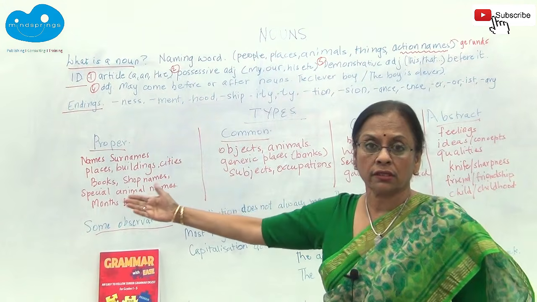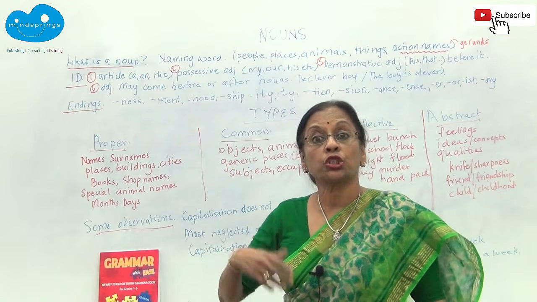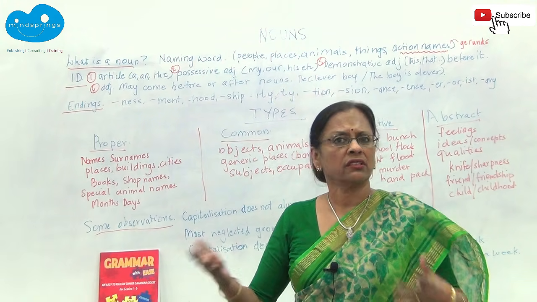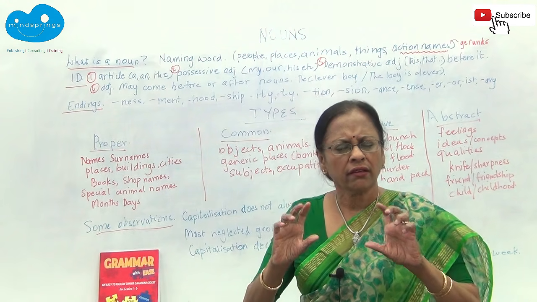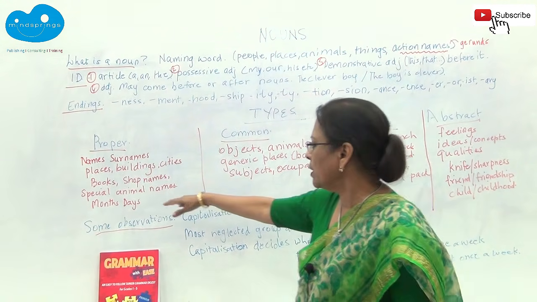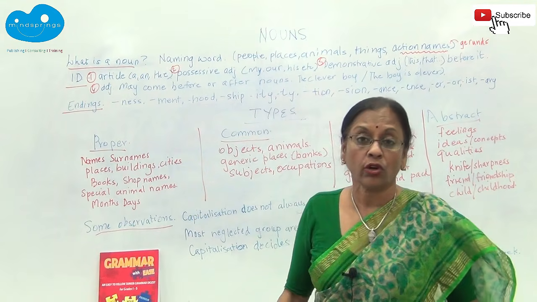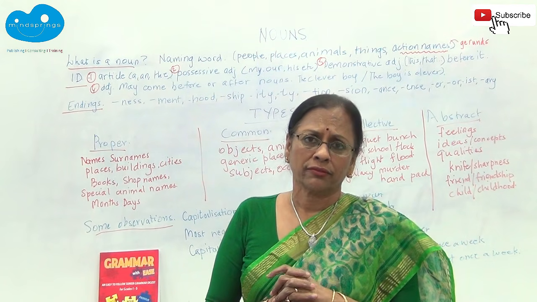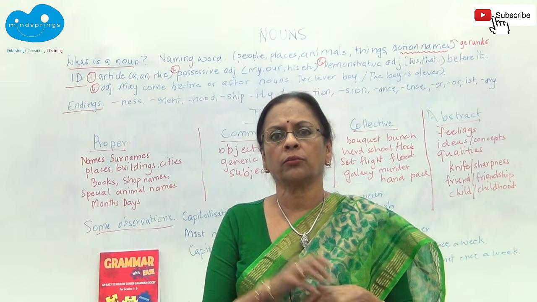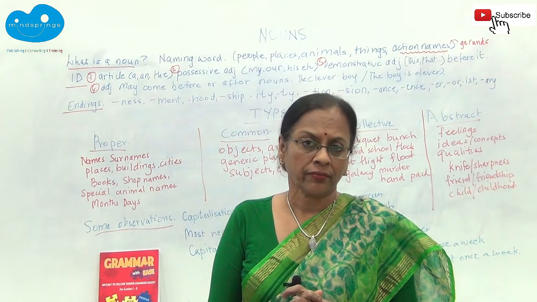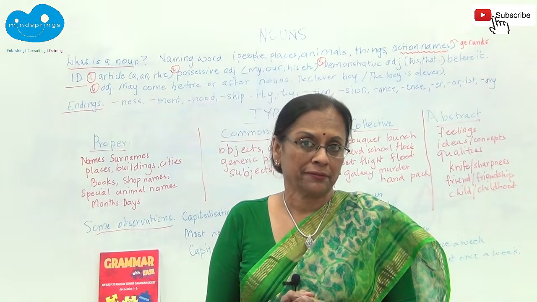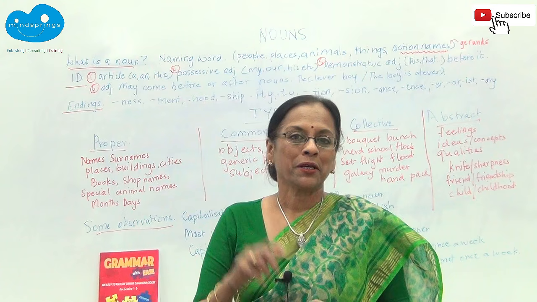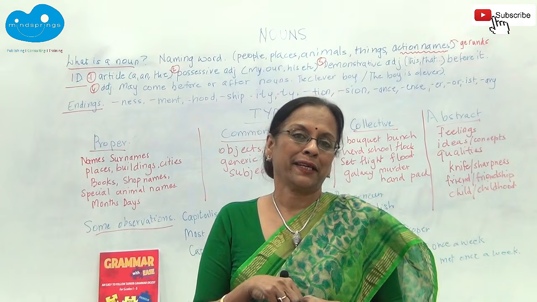Cities, books, the names of books, the shop names. So if I say Bombay Store, Mehta's Groceries, any of those kind of names are proper nouns. Shop names are proper nouns. And then special animal names. Now if I have a dog, dog is not a proper name for an animal. You can't say animal is a common name and dog is a proper name, or tiger is the proper name. It's not. But if my dog is called Tiger, or if my dog is called Lucky, then that is a proper name because I have named him Tiger.